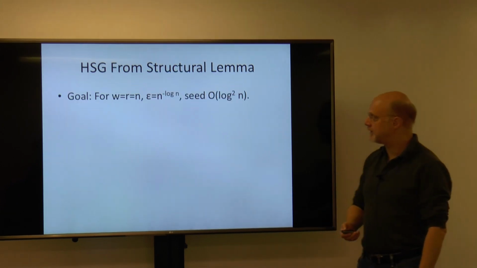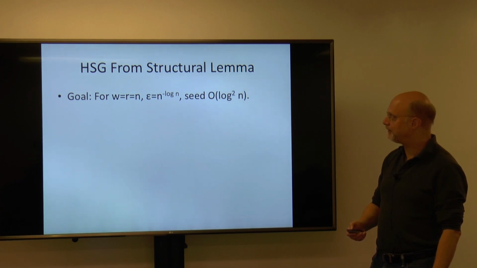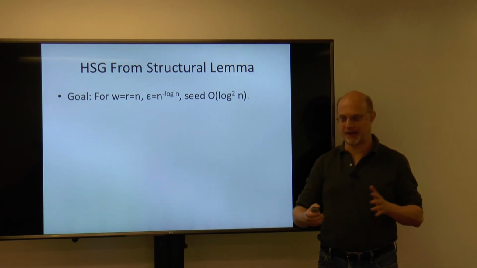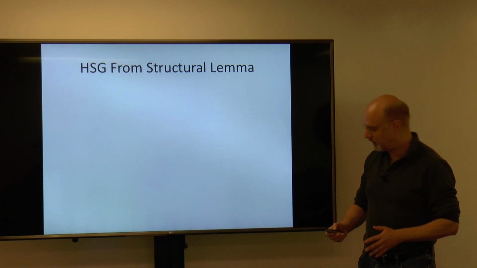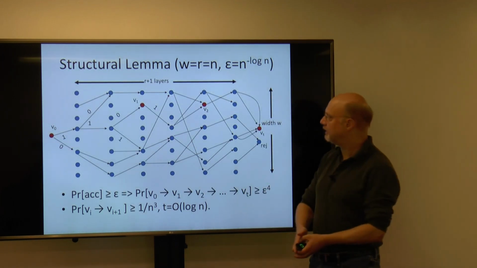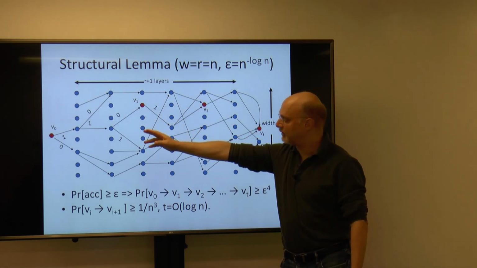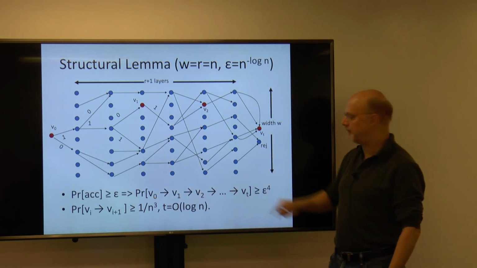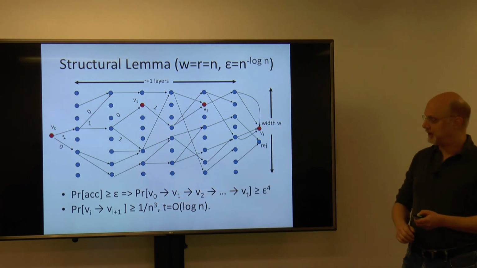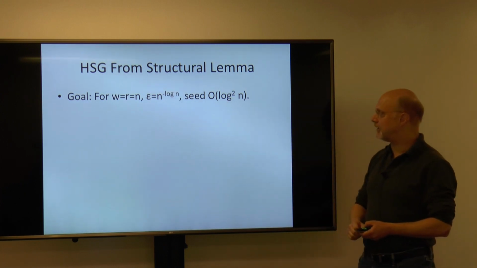Okay. So first, let's see how to exploit this. The main idea is that we're going to get a combinatorial rectangle just by looking at the paths from V0 to V1, V1 to V2, V2 to V3, etc. So let me elaborate on that. So again, we're going for seed length log squared n.